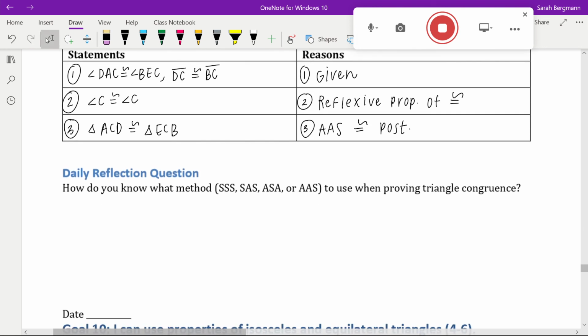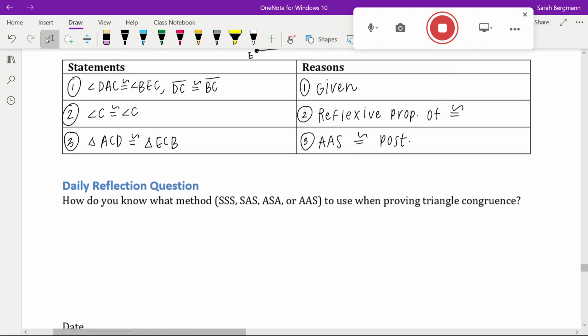Alright, to conclude the lesson today, I'd like you to reflect: how do you know which method, side side side, side angle side, angle side angle, or angle angle side, to use when proving triangle congruence? What's the difference between these four different postulates? How do you know which one to use?